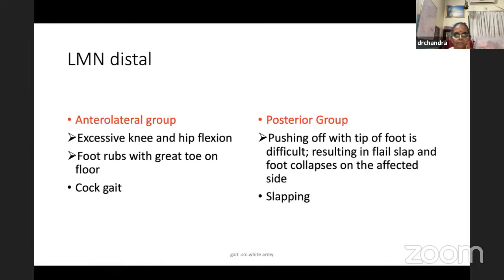Then LMN distal, so LMN proximal, anterolateral group. If there is involvement, there is excessive knee and hip flexion, and foot drop with the great toe on the floor. And that is called high stepping or cock gait. When the posterior group is involved, the patient is unable to hold in dorsiflexion, so he slaps and falls. Pushing, so that is a slapping gait. Just the foot will fall down.